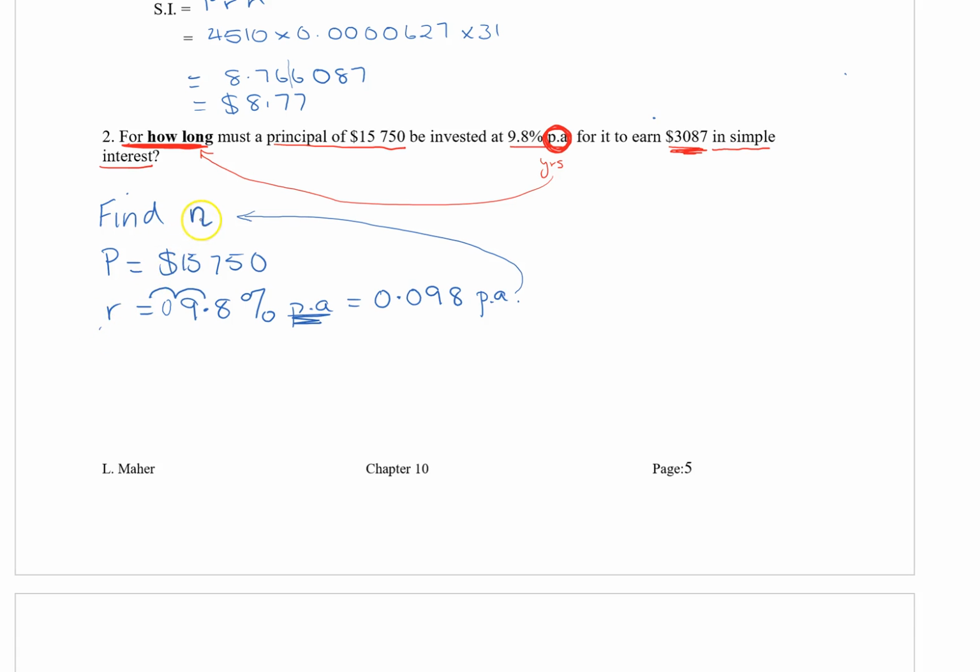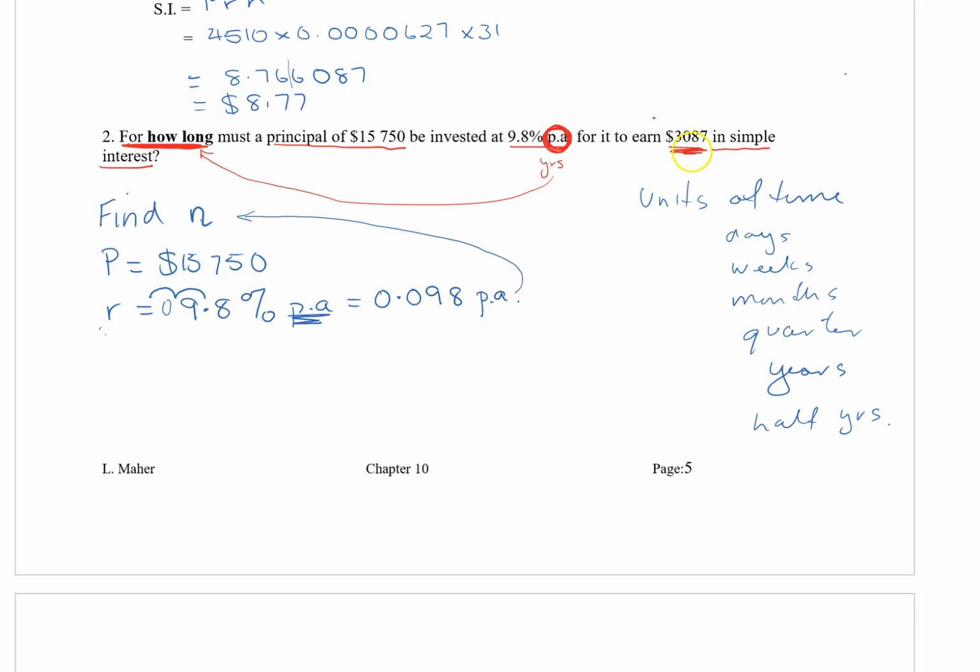R and N must be in the same unit. And again, if you missed that in the introductory video, go back and listen to the video again. R and N must be in the same units. Units of time include days, weeks, months, quarter years, years, half years. These are all variations of the way time can be expressed.